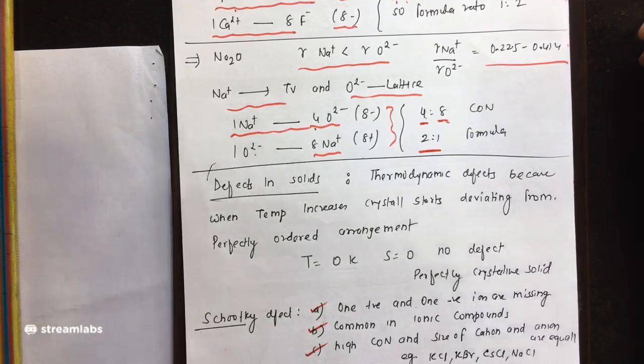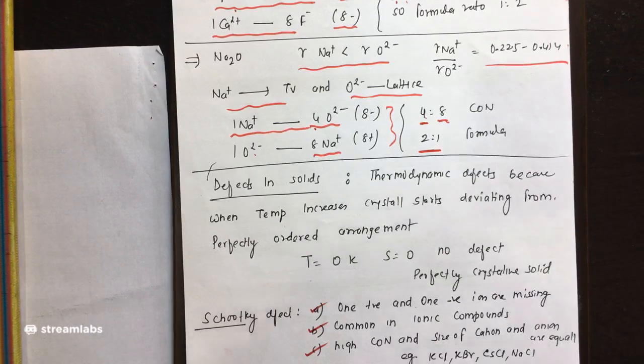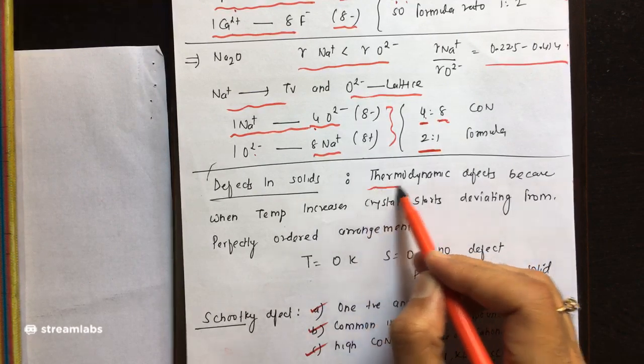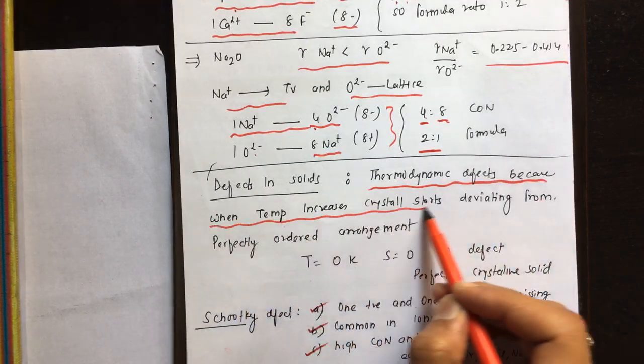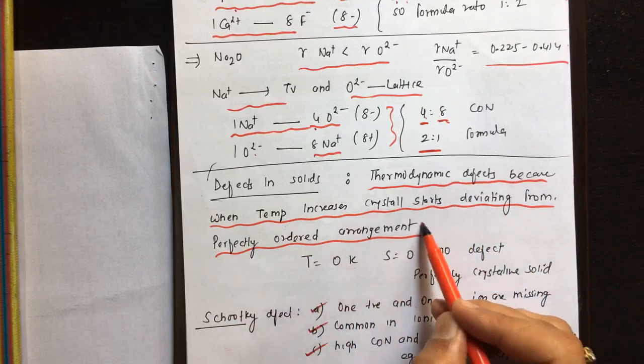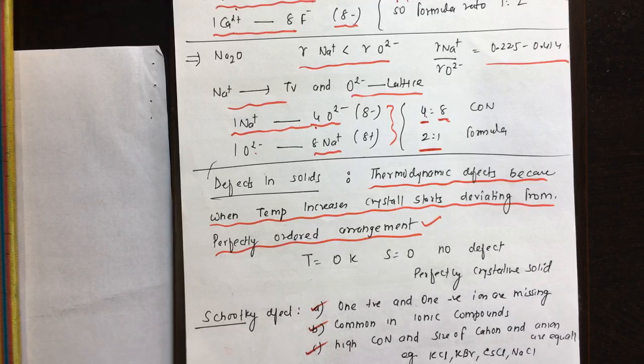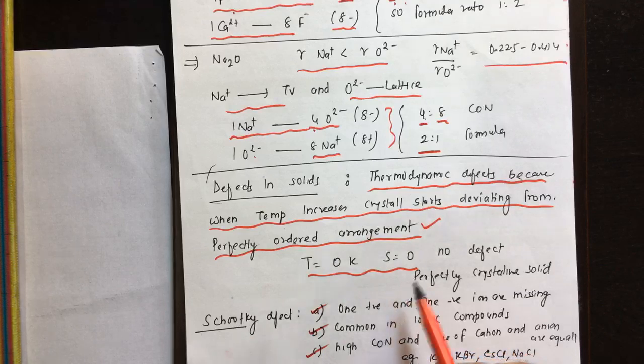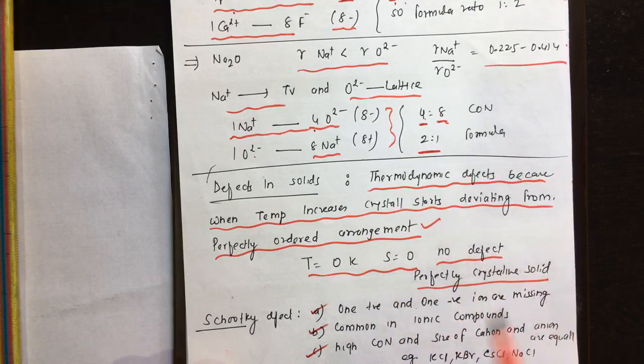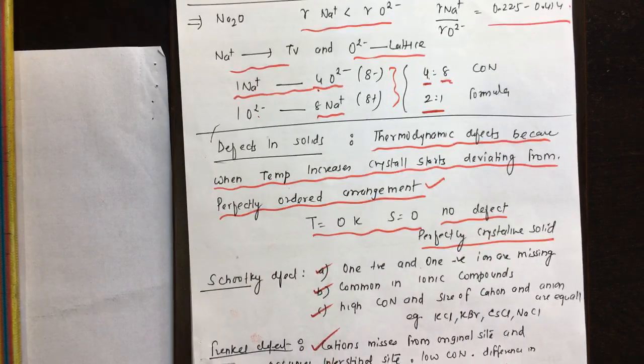So when temperature increases, what happens? The crystal will start deviating from the perfectly ordered arrangement. Any deviation from this perfectly ordered arrangement will constitute an imperfection or defect, and therefore these are also called thermodynamic defects, because when temperature increases, the crystal starts deviating from the perfectly ordered arrangement. So when temperature is equal to 0 Kelvin, S is equal to 0, this is the absolute value of entropy, no defect, and that is called a perfectly crystalline solid.